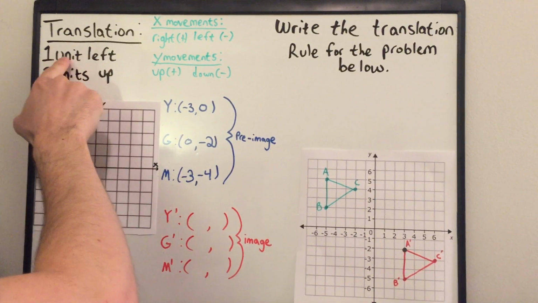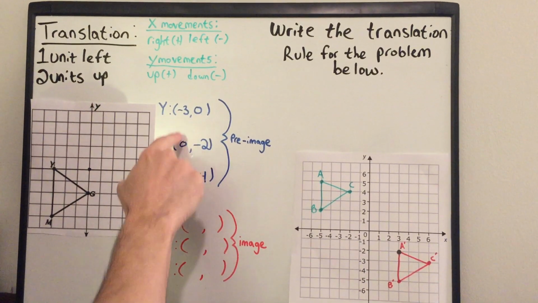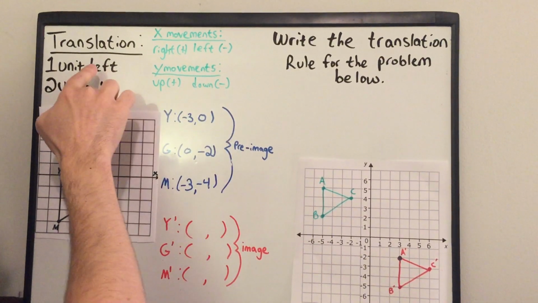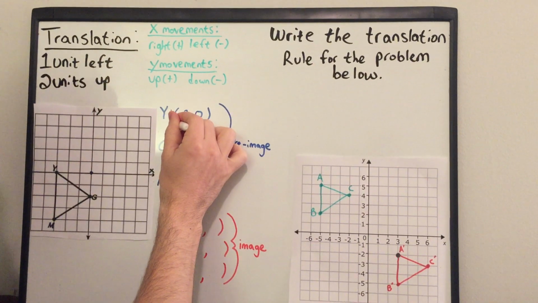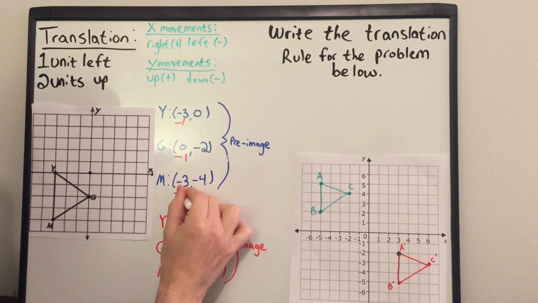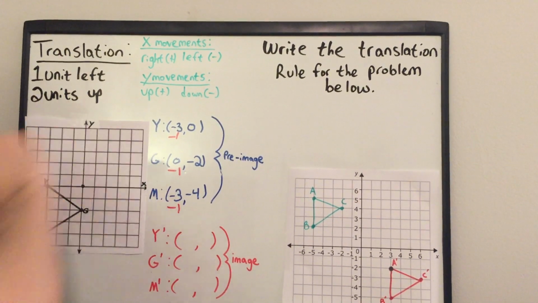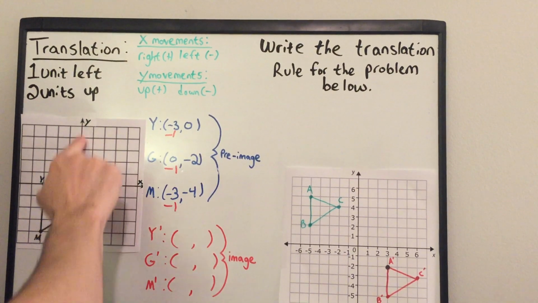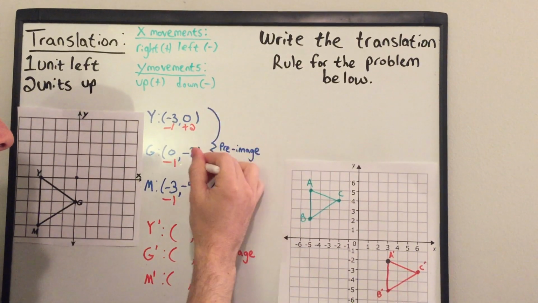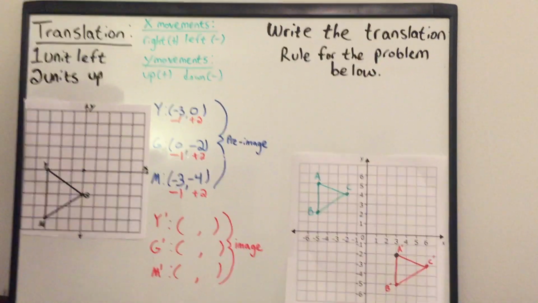So when I do this, 1 movement to the left is going to affect our x points on our coordinates. And so I am not going to add 1, I am actually going to subtract 1 from all of my x coordinates right there. Now, my y movement says 2 units up, and up would give me more positive numbers. So I'm going to add 2 to all of my y values.